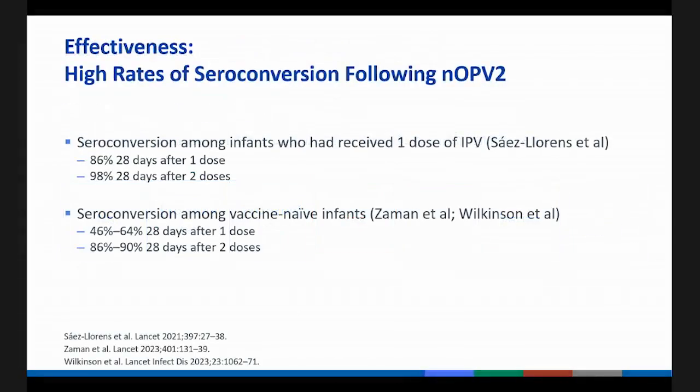Moving on to the potential benefits and harms, there are high rates of seroconversion following 1 and 2 doses of NOPV2 when administered to infants. Among infants who had already received 1 dose of IPV, 86% seroconverted after 1 dose of NOPV2 and 98% seroconverted after 2 doses. Among vaccine-naive infants, 46 to 64% seroconverted after 1 dose of NOPV2 and 86 to 90% seroconverted after 2 doses.